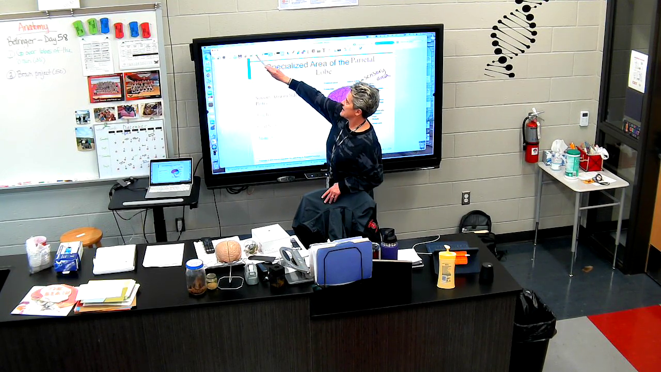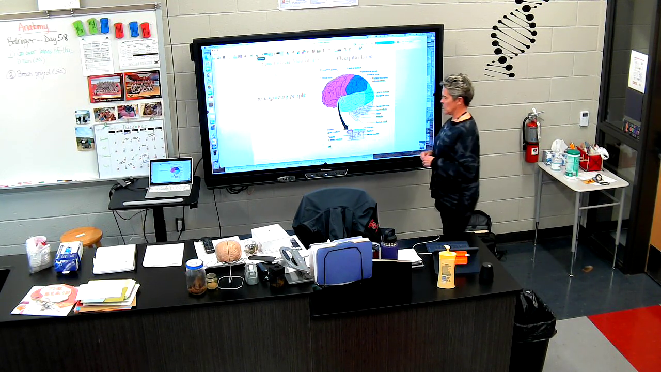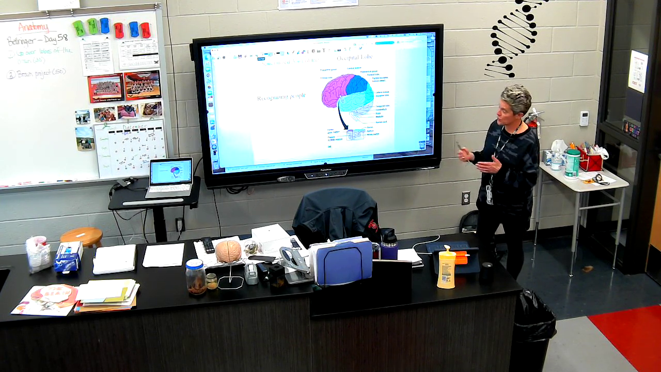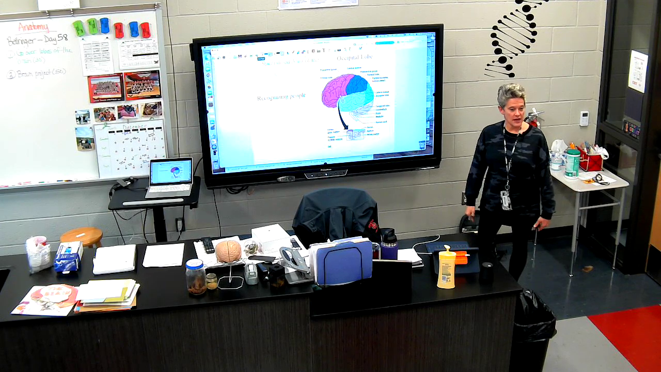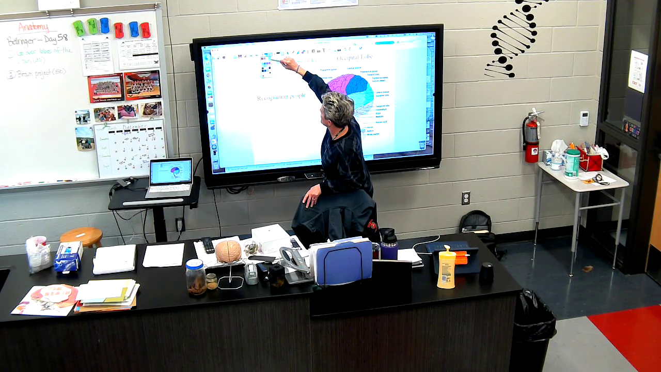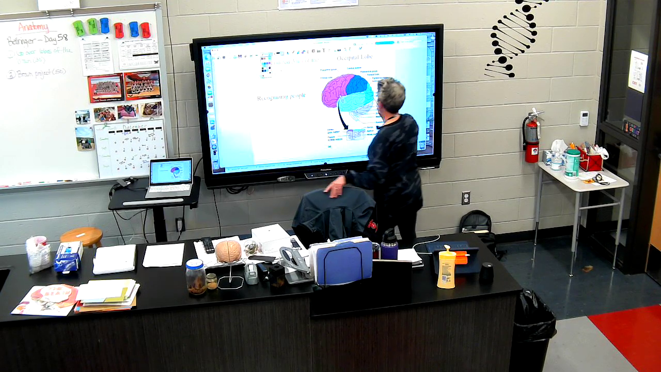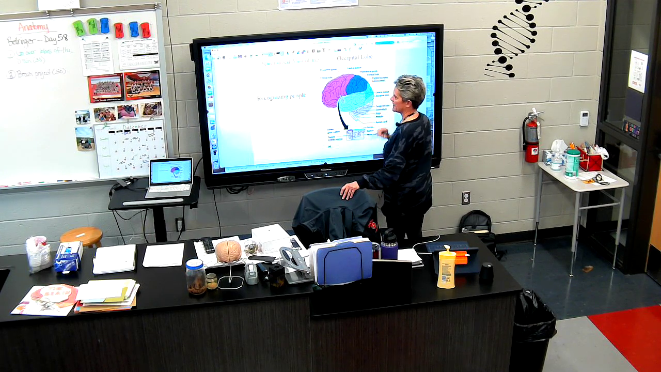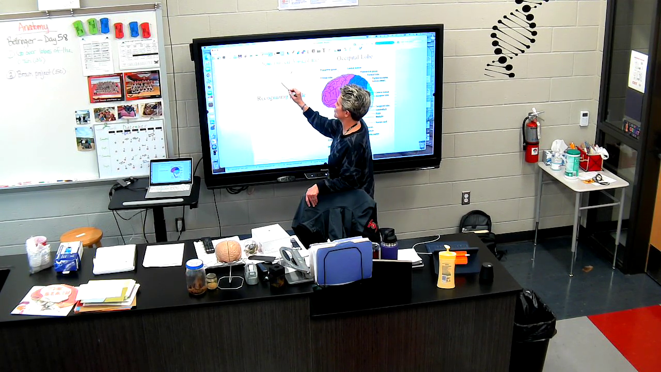All right, next we go to the occipital lobe. There are 2 areas here that both deal with vision. We have the visual area, and this is found in the base of the occipital lobe. This whole area here is the visual area, and this controls sight.